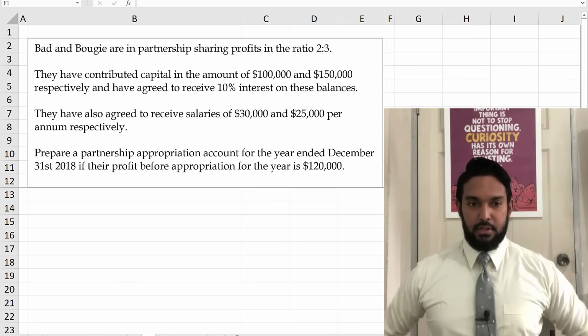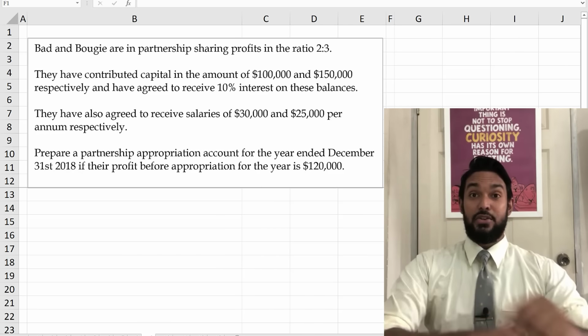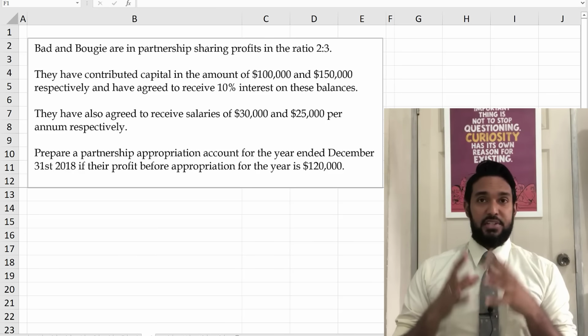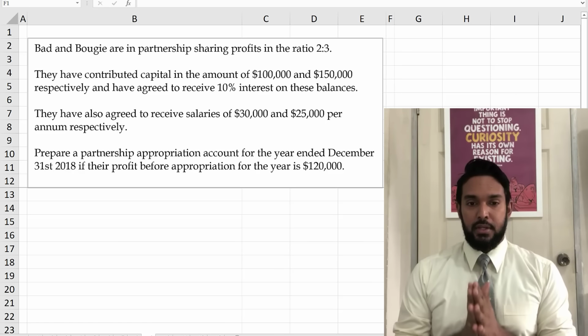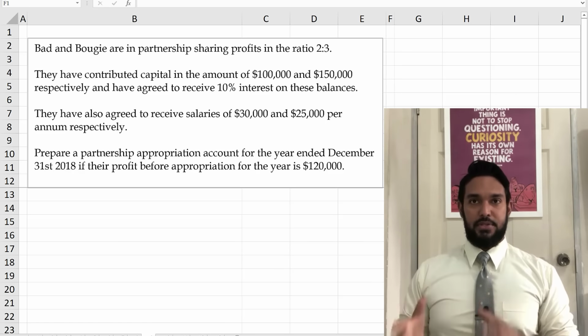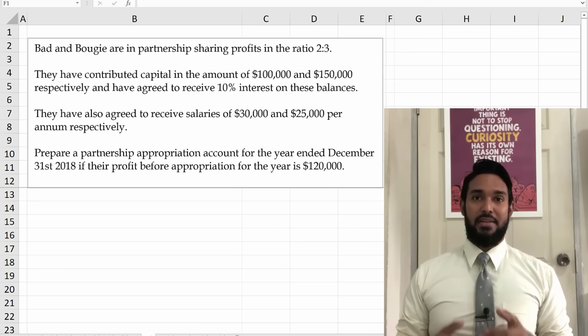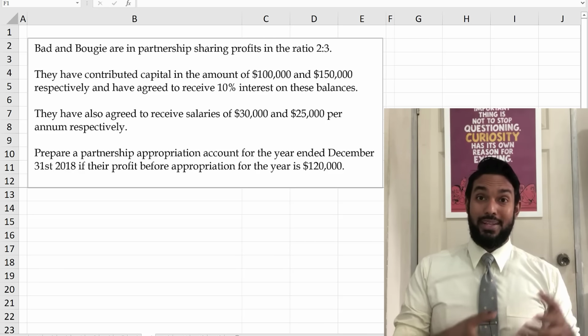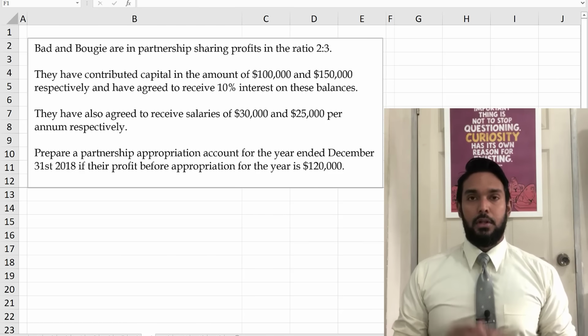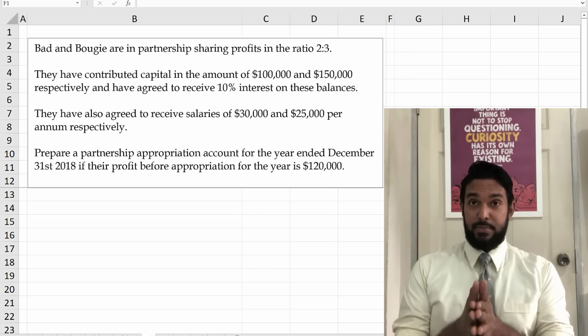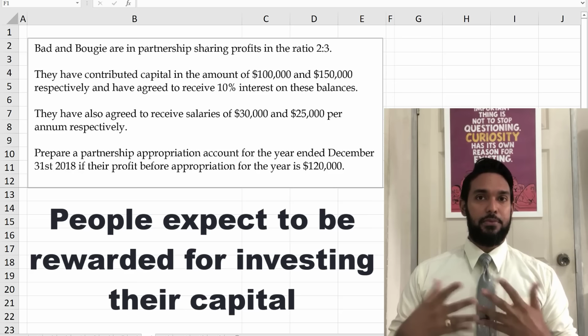Okay, so let's take a look at this example now, which introduces interest on capital. Let me just explain interest on capital very briefly. People start a business to make a profit, and they do so by investing their own money, which is called capital, into the business. It's an investment, and people expect to be rewarded for their investment.